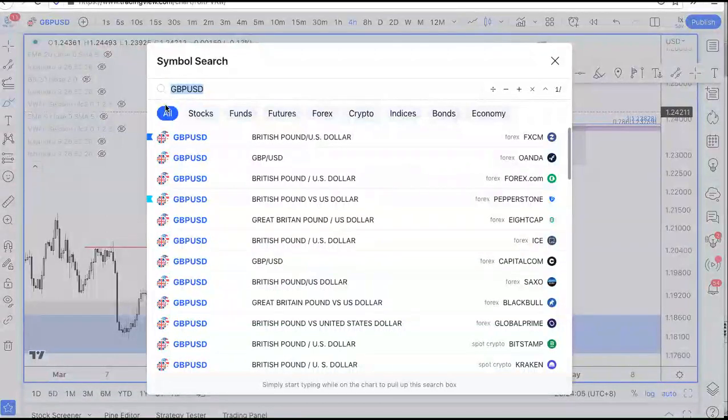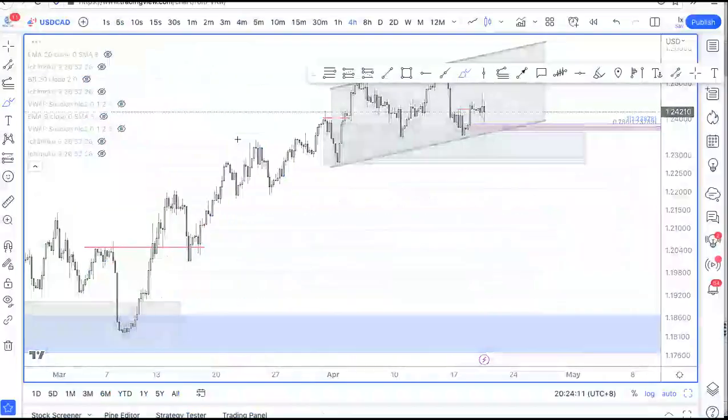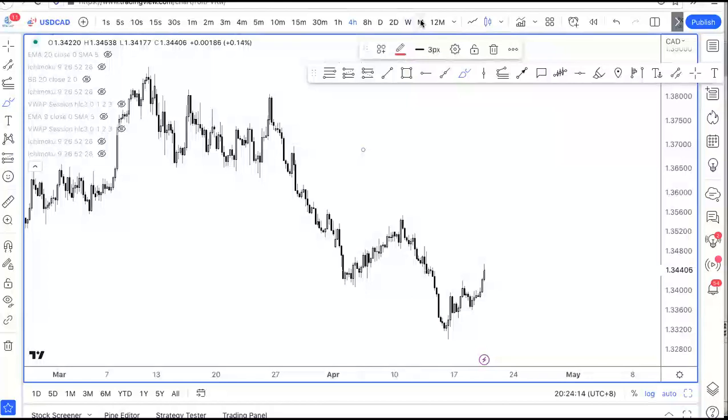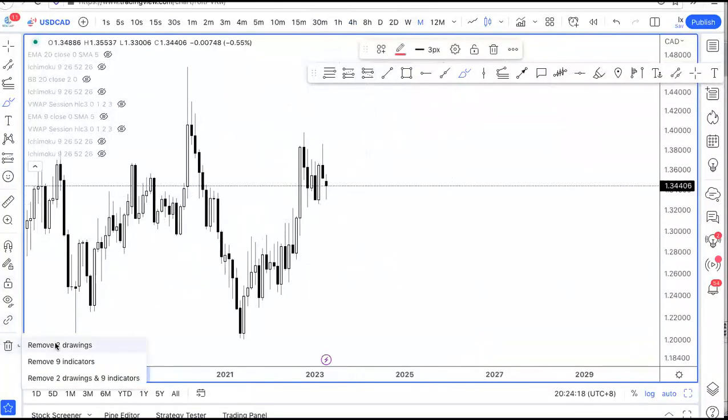Okay, so another setup that we would like to take a look at is actually on dollar CAD. Dollar CAD is sitting on an interesting level right now. So let's start from the higher time frame first.